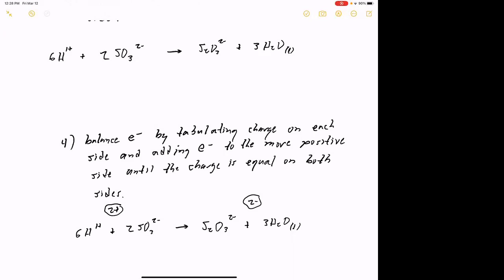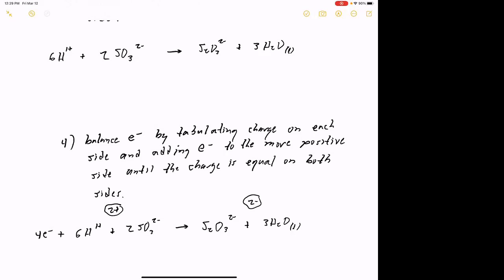All right, so what does the rule say? It says we're going to add electrons to the positive side until it matches the negative side. So how many electrons do I have to add to the positive side to get the same charge I have on the negative side? 4. 4, you got it, right? So it's going to be 4 electrons. Everybody see where that came from? Yep, I need to add 4 electrons there to make a 2 plus look like a 2 minus.